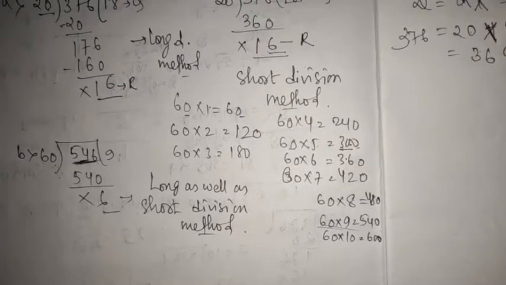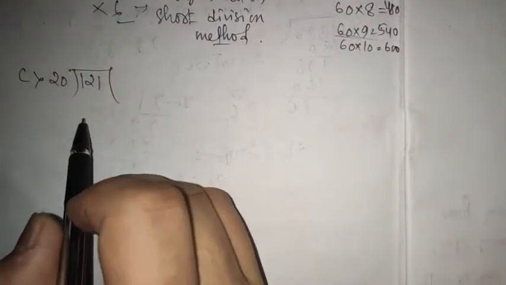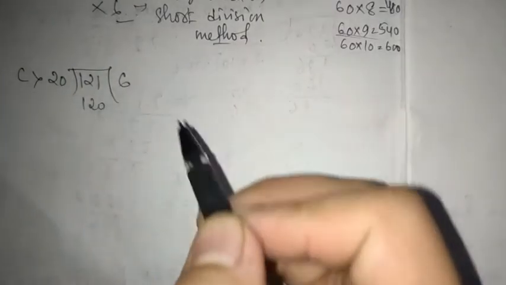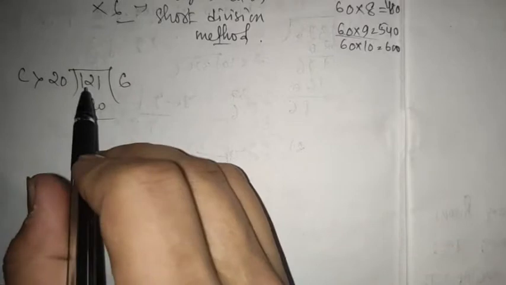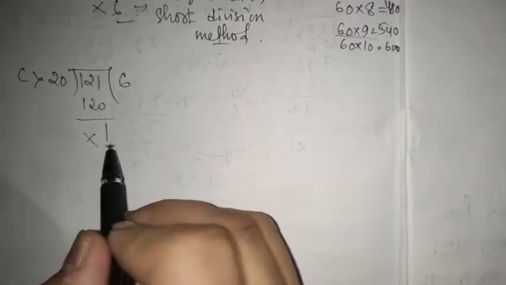C. Alright, so here we have the question number C. So 20 is dividing 121. In question number 1 you have divided with 20, so 6 is possible. So 120, if you see the table, there is no other way, right? So 1 minus 0 is 1, 12 minus 12 is 0. So 1 is only the remainder.